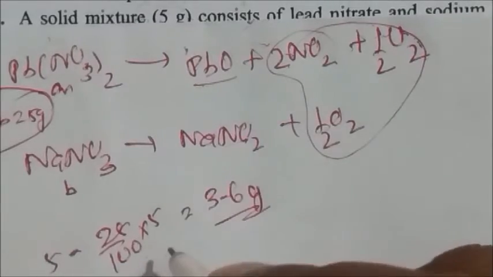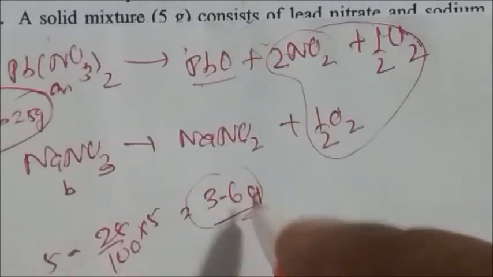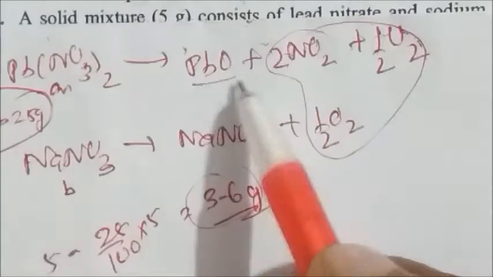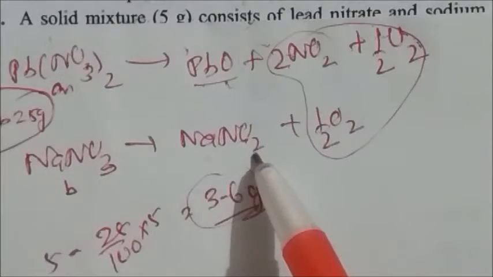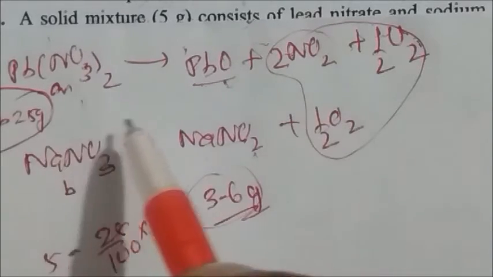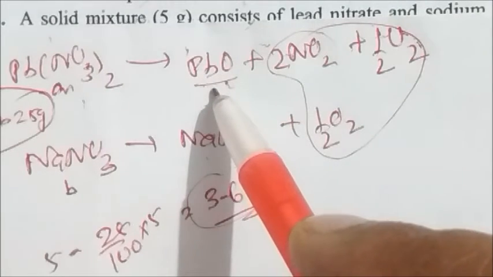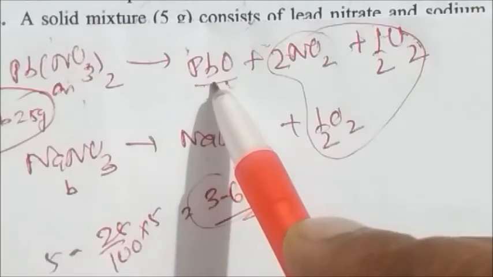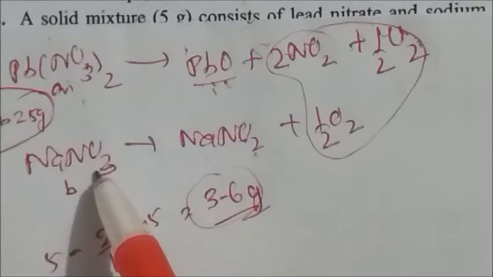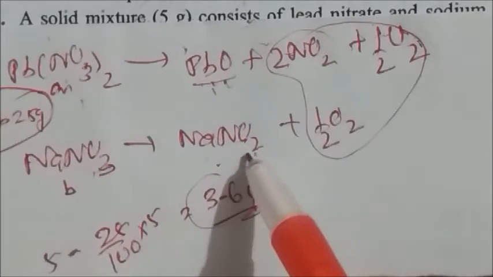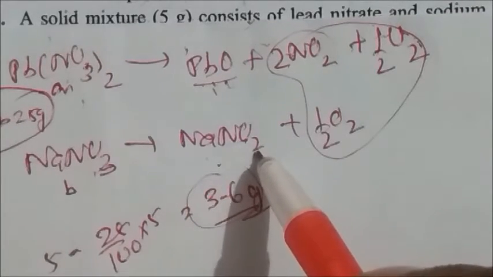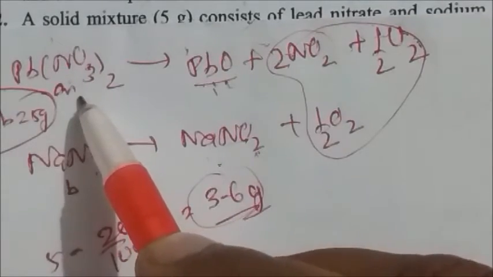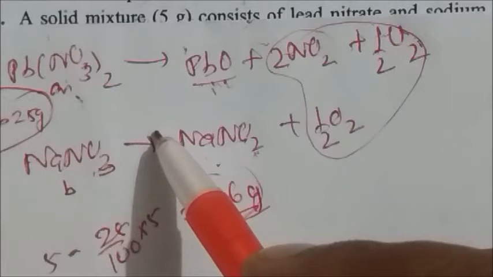You solve it, you will get the answer. This is the weight of lead oxide and sodium nitrate. Now we have to find what is the weight of lead oxide and sodium nitrate. So if you are taking A gram, what is the weight of lead oxide? Moles of lead nitrate is equal to moles of lead oxide, and moles of sodium nitrate is equal to moles of sodium nitrate. So both moles are equal. So if you take A gram, we have to find the weight of PbO in terms of A.